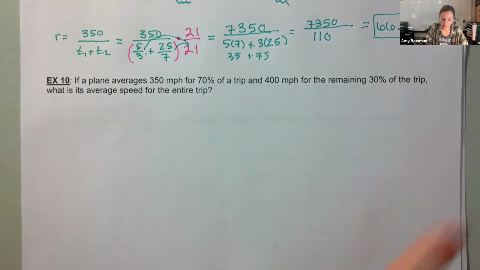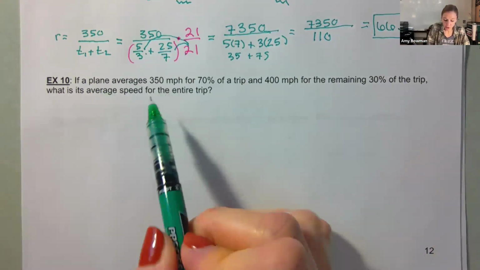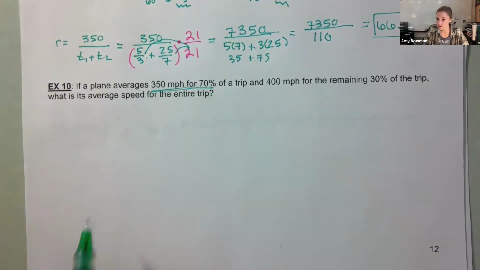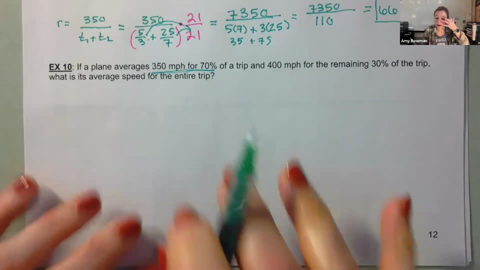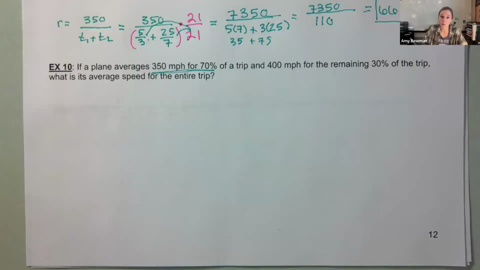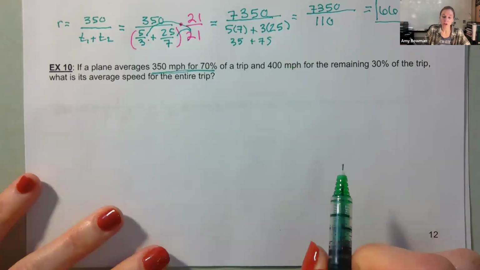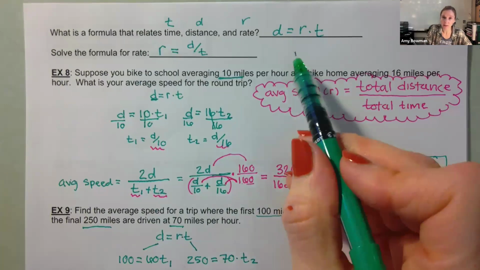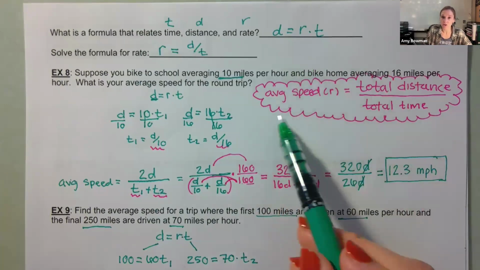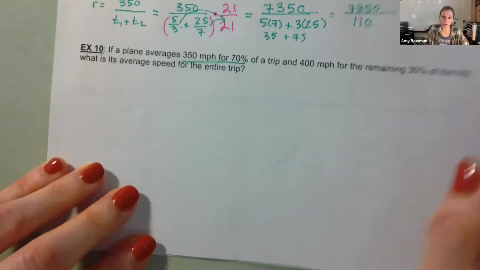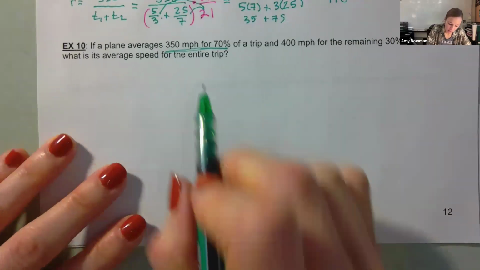All right. So we're talking about an airplane averaging 350 miles an hour for 70% of the trip. This is a little different because our distances are given by percentage, and then 400 miles an hour for the remaining 30% of the trip. Just a reminder, we are always going back to distance equals rate times time, and average speed is total distance divided by total time.